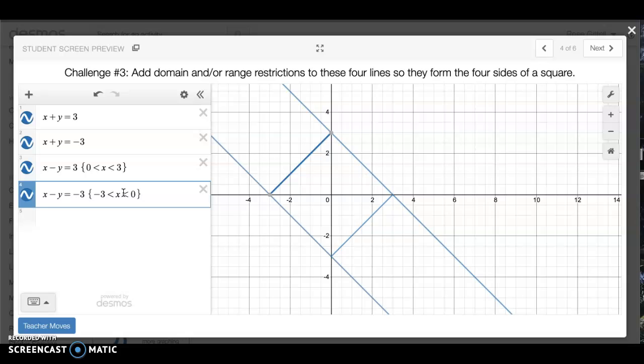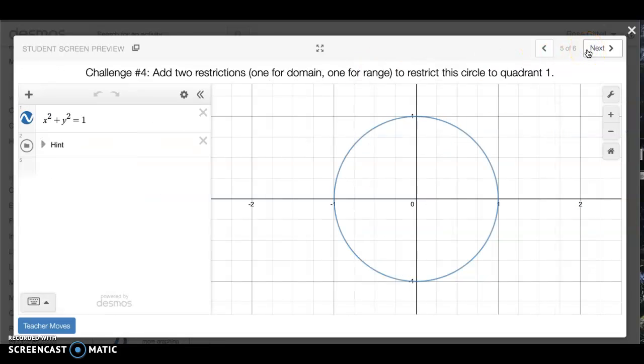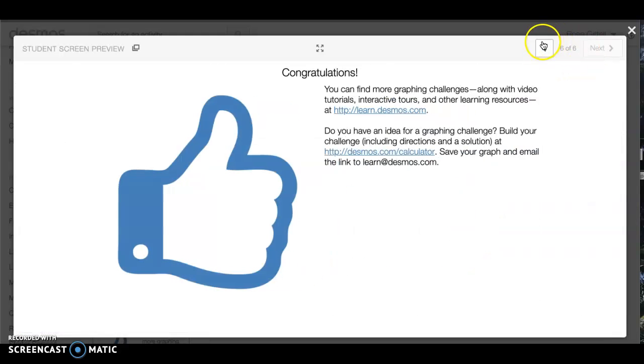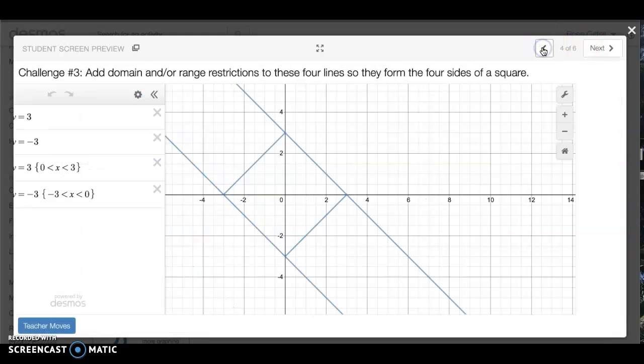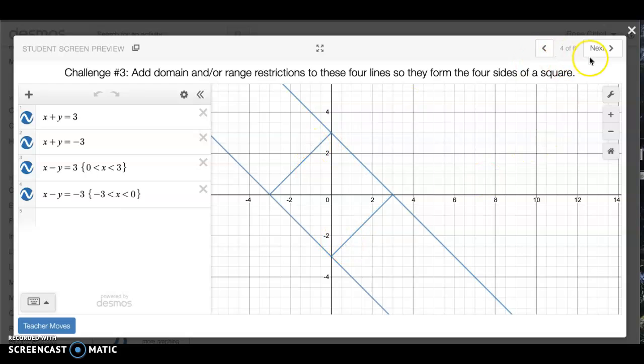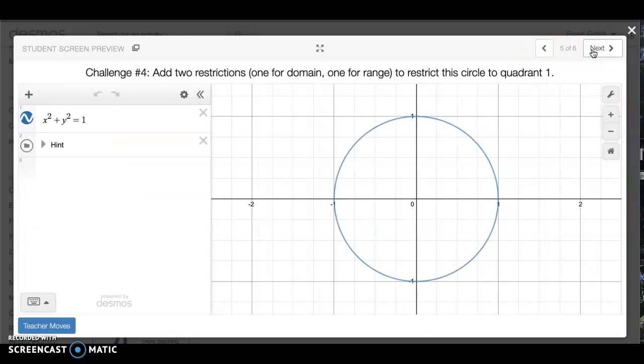I want you to finish it on your own as a challenge. And that is that for challenge 3. I'm going to leave this one as well for you to figure out on your own. That's it. You're basically just going to be finishing challenge 3 and then trying challenge 4 on your own. And that will be it for the Desmos activity today.